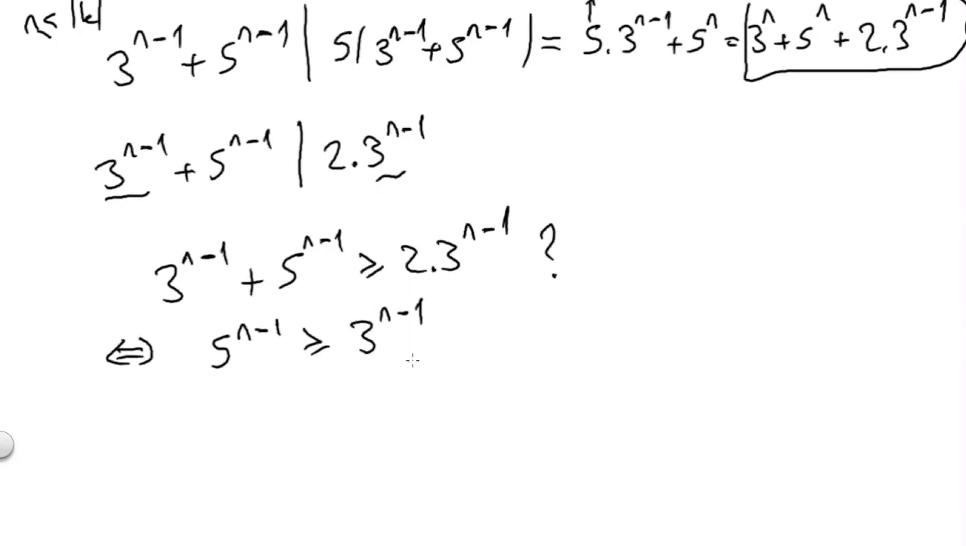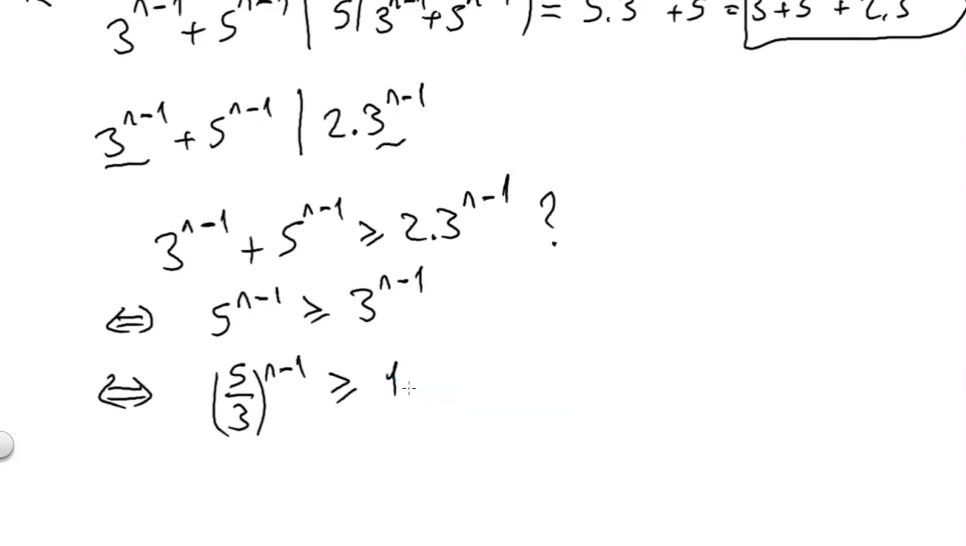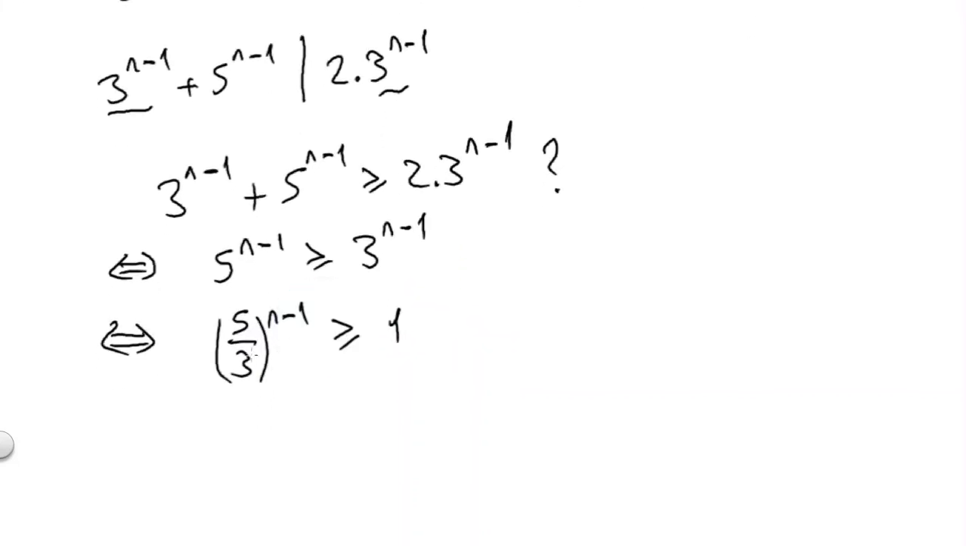Now, I know that in general 3^(n-1) is positive, so I can divide both sides by 3^(n-1), and the inequality won't change sign. So it will be (5/3)^(n-1) greater or equal than 1. And is this true? Obviously, because n is greater than 1. So I can just take the log of both sides. Log of 5 over 3 is not 1, so I can just take the log of it.